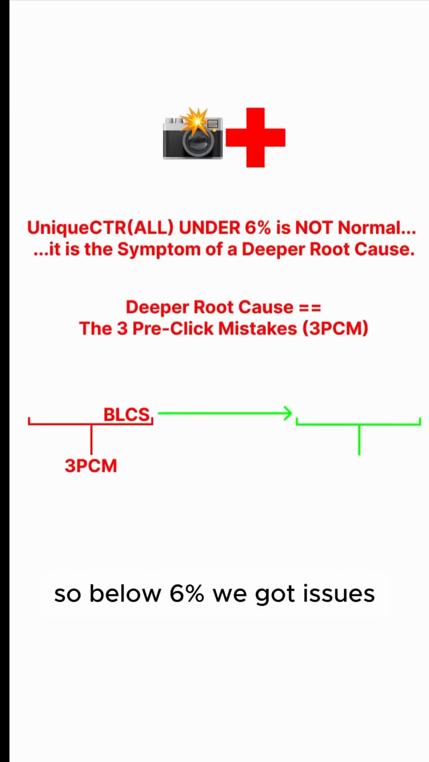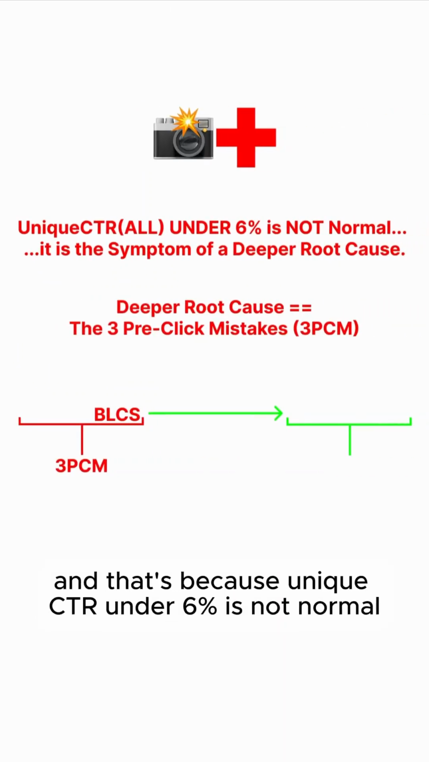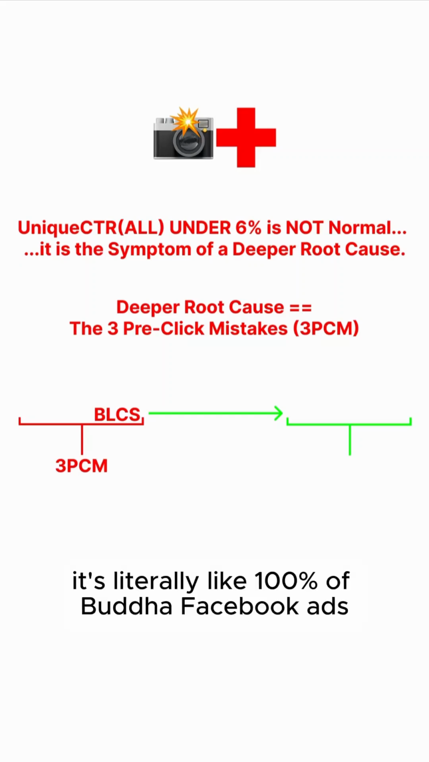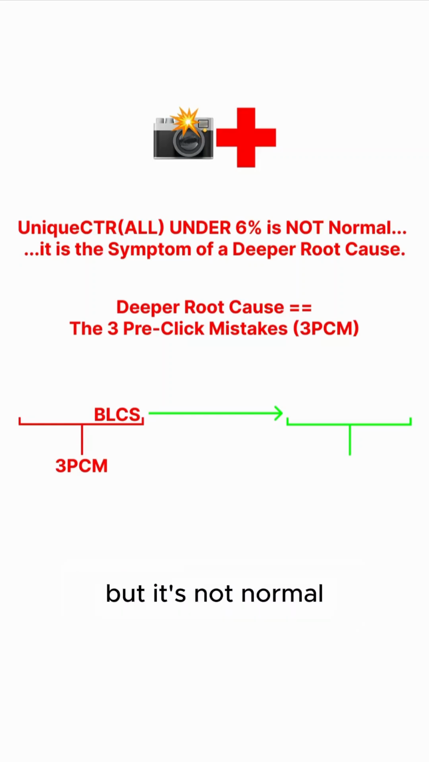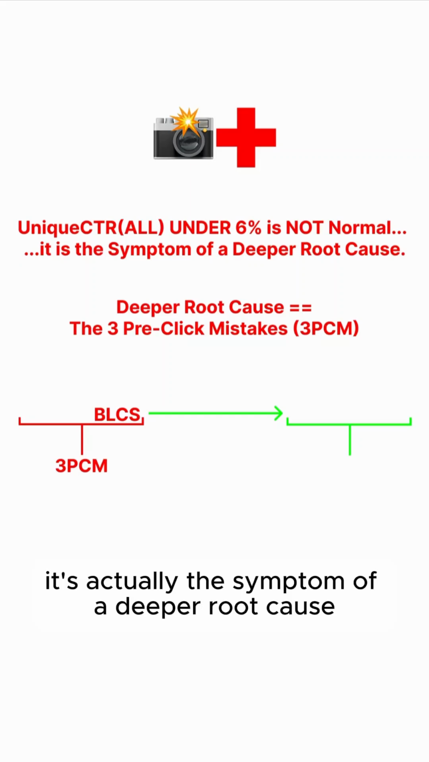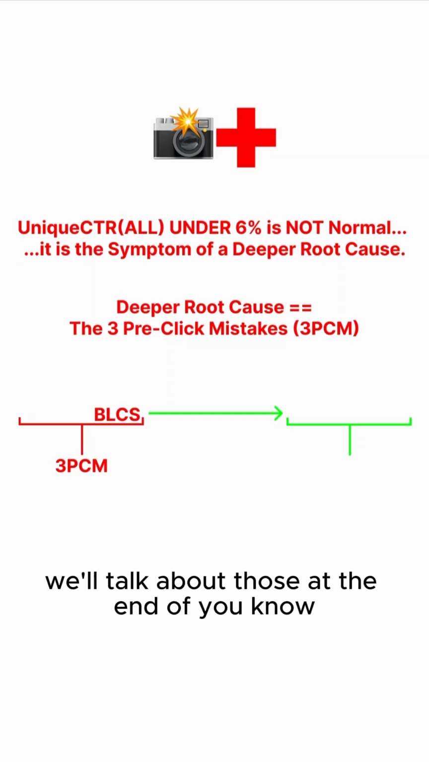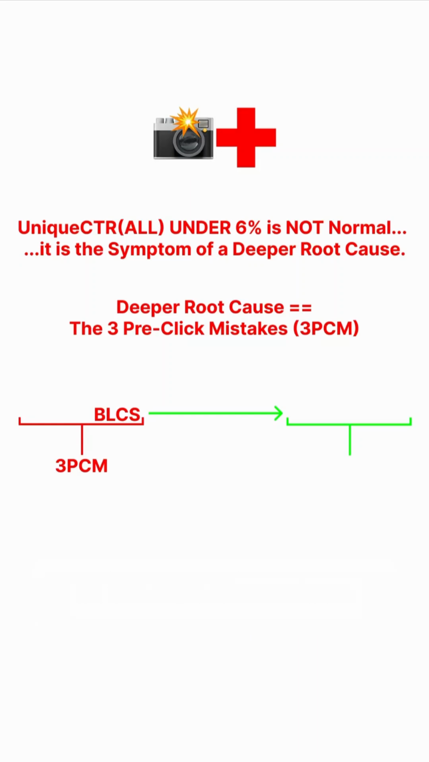So below 6%, we've got issues, because unique CTR under 6% is not normal. It's extremely common. It's literally 100% of Boudoir Facebook ads I've seen, but it's not normal. It's actually the symptom of a deeper root cause. And that deeper root cause is the 3 pre-click mistakes. We'll talk about those at the end of the video.